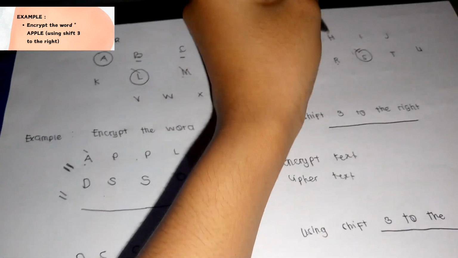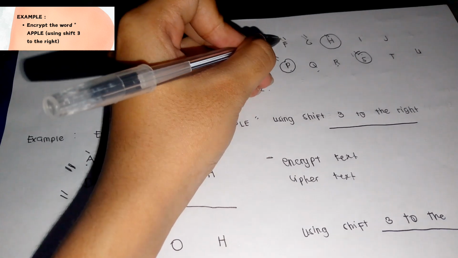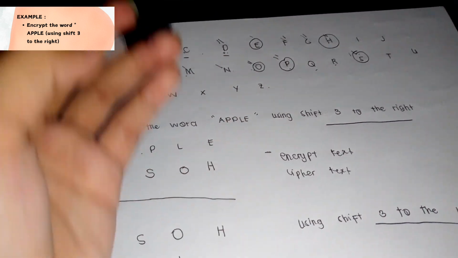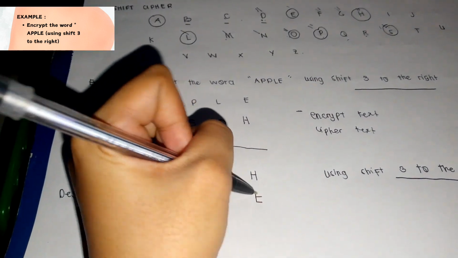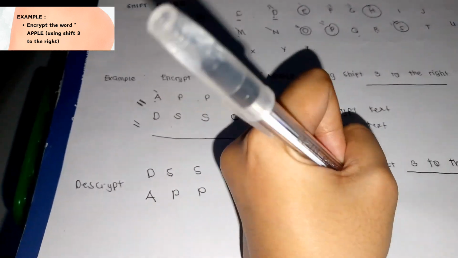For H right here, we're going to count 1, 2, and 3. We get E. That's our decrypted text.